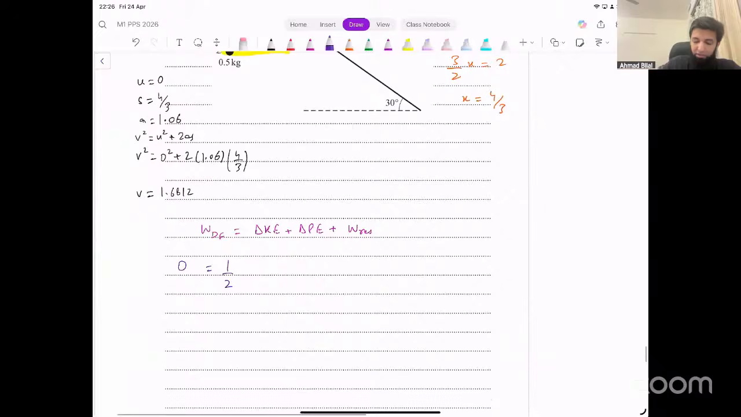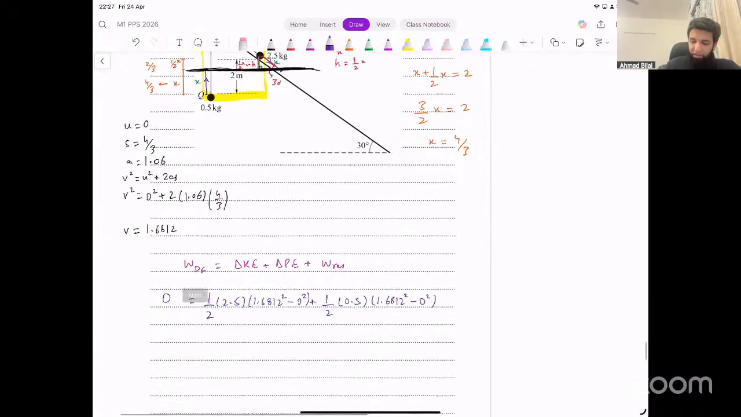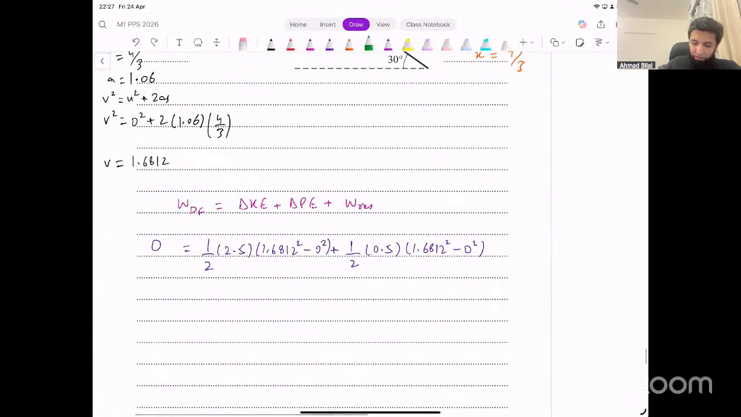So now what about the change in kinetic energy? Let's do it separately for P and Q. For P, half into 2.5 into V squared minus U squared, 1.6812 squared minus 0 squared. For Q, it would be half into 0.5 into 1.6812 squared minus 0 squared. Now you see, half is common between them. This is also common between them. The only difference is masses.